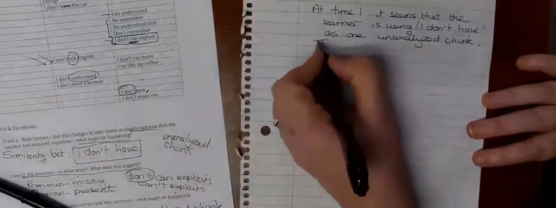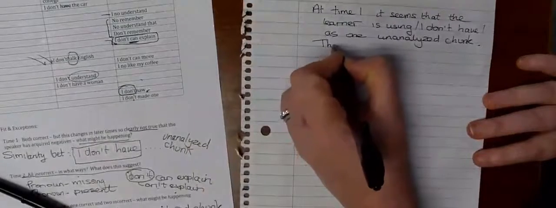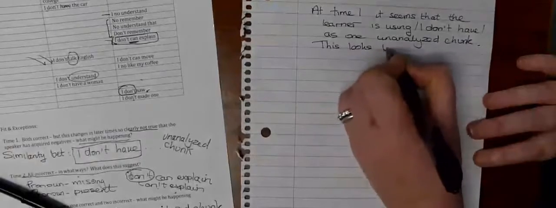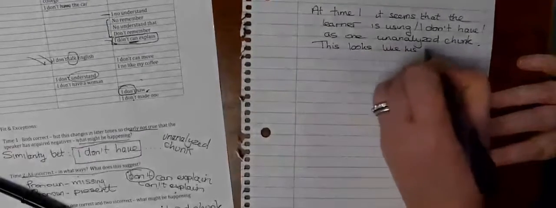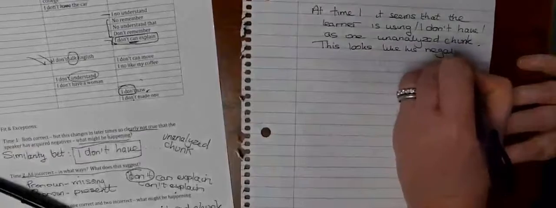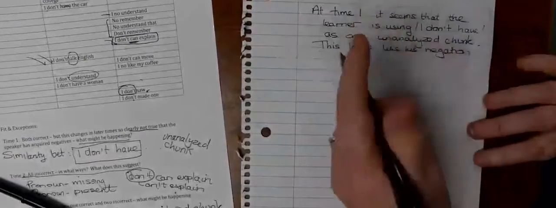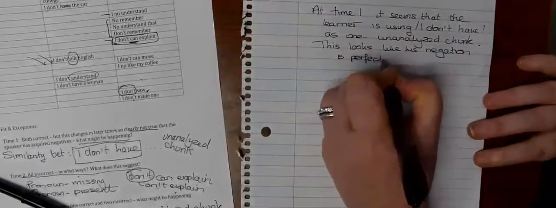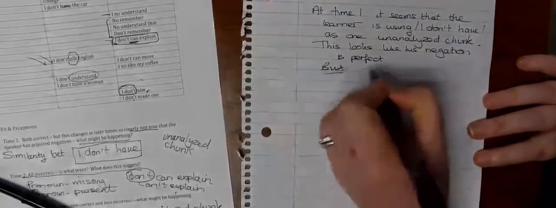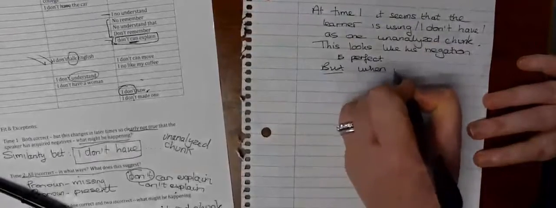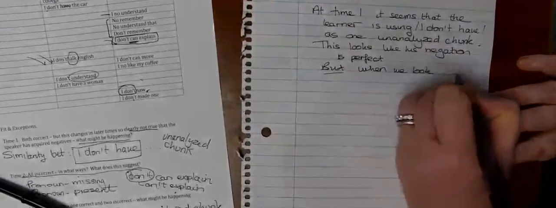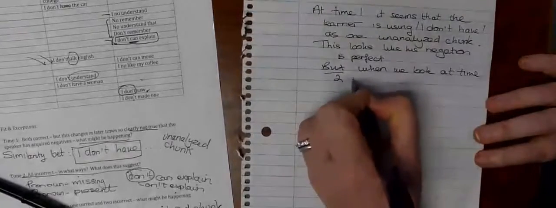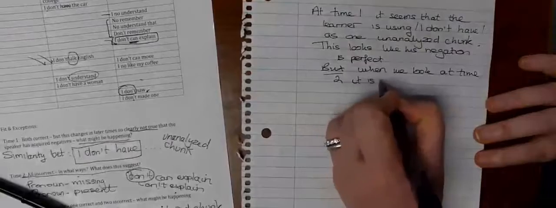Then you can make a statement along the lines of, you know, this looks like his negation is perfect, right? Which is what often happens, by the way. We think someone's learned something, but in fact it's unanalyzed, so it's not. His negation is perfect, but when we look at time 2, so you can do this as a kind of narrative. Look at time 2. It is not, right?